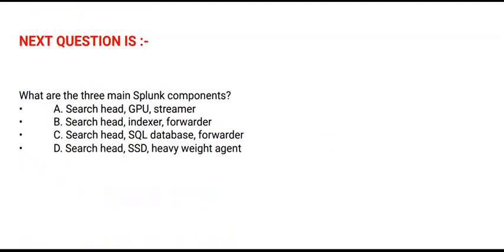Next question is, what are the three main Splunk components? Options are option A, search head, GPU, streamer. Option B, search head, indexer, forwarder. Option C, search head, SQL database, forwarder. And option D, search head, SSD, heavyweight agent.